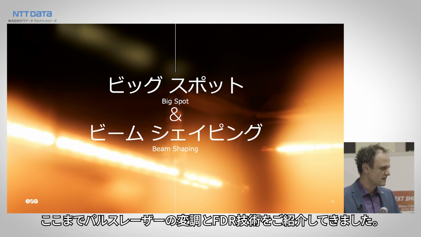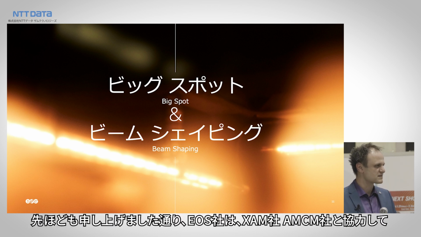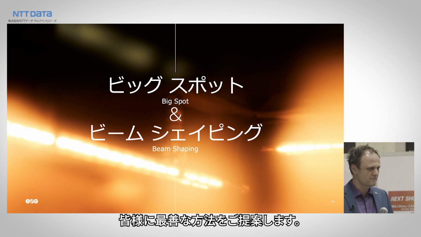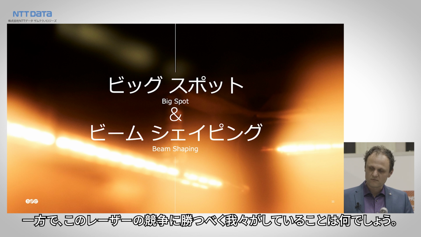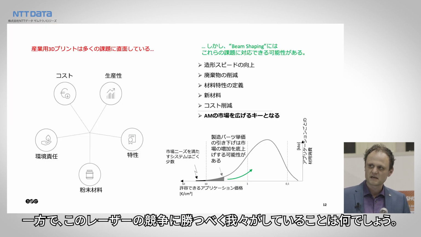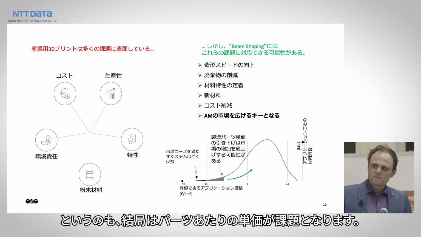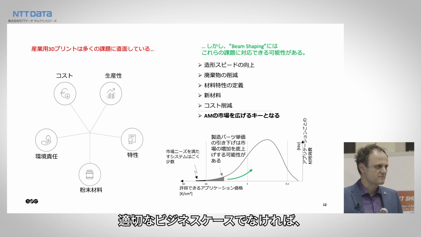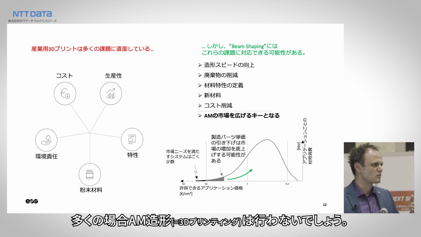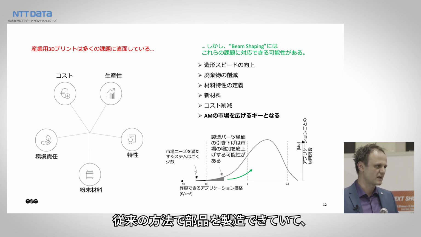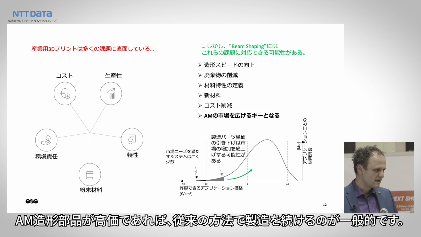And as mentioned, through EOS and our cooperation with EXAM or our sister company AMCM, we can offer you a holistic approach. On the other hand, what was asked is, what are we doing in order to win the laser race? And it all comes down to this. Your price per part is everything that matters. If your business case is not right, most likely you will not go into additive manufacturing. If you can conventionally manufacture your component, but the additive path is too expensive, you typically won't do it.